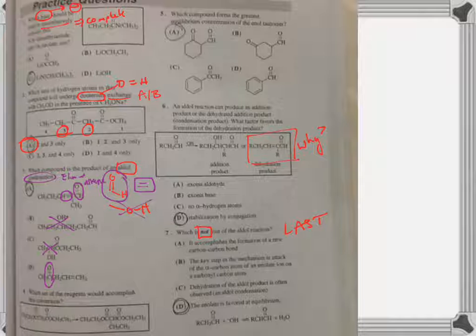So this has a carbonyl and the alkene. But the reason I would call it an aldol is because they're close to each other. Otherwise, I would just call it an aldehyde and an alcohol. So I'm looking for the one that's going to put these 2 species as close as possible to each other. There's A.